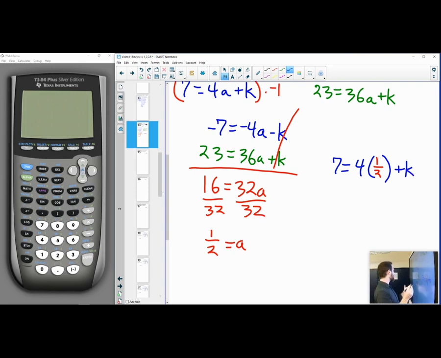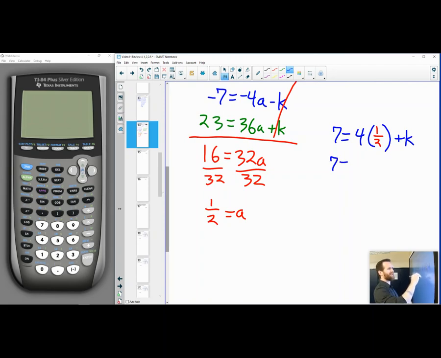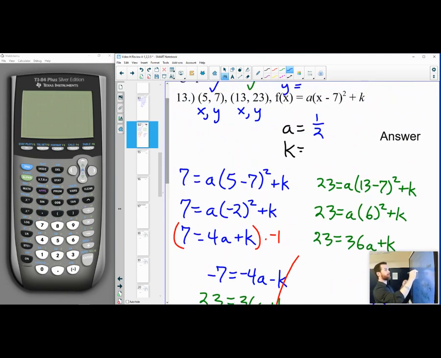All right, now, again, this is algebra 1 stuff. We get 7 equals 4 times 1/2 is 2, plus k, take away 2, and we get 5 equals k. Drag this screen back up, plug it in, check our answers. 1/2 and 5 looks good.